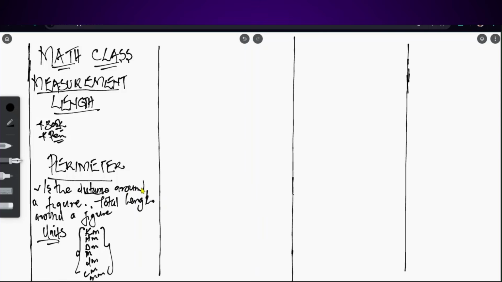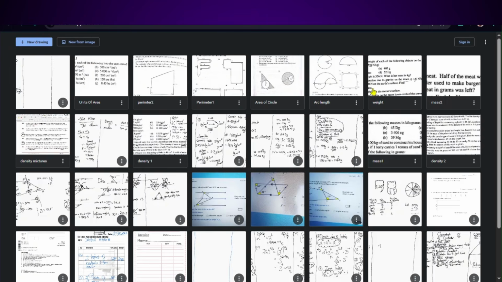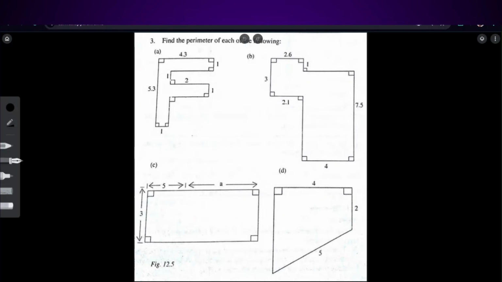Now, we can have a number of examples here. This is an example here. The question is: find the perimeter of each of the following figures. So you have a figure like this. It's a combination of a number of figures, but perimeter is simply the distance around.